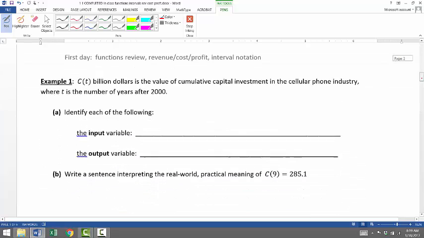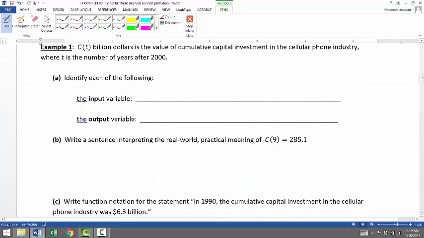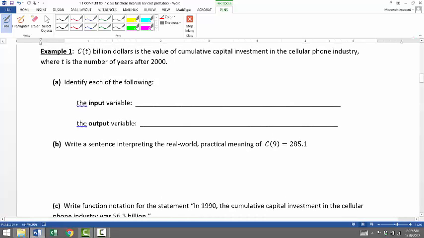On the next page, again, more work and thinking about function notation, and now we're going to put some of it into context. Here in example 1, we say C of T billion dollars is the value of the cumulative capital investment in the cell phone industry. T is the number of years after 2000.